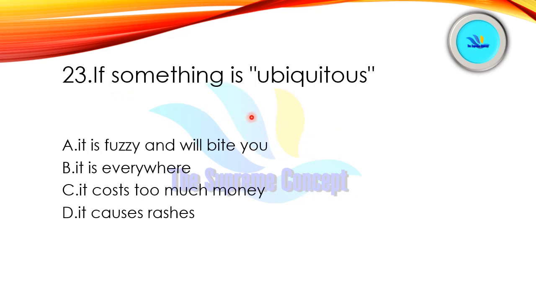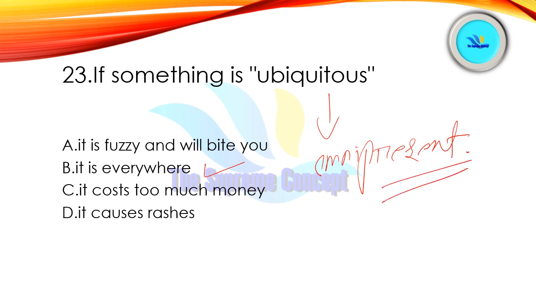If something is ubiquitous, so mark your answer. Yes, option number B. If something is ubiquitous, it is everywhere. Ubiquitous means present everywhere, and we have a synonym for this word, which is omnipresent. God is omnipresent, or we can say air is omnipresent. That means ubiquitous. So option B is correct here.